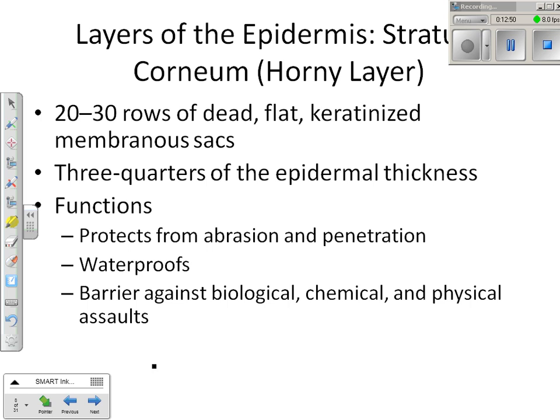It's very thick. This is a thick layer. Three-quarters of your epidermis is made up of this layer. And the function of this layer, being the most outer layer and the layer that is exposed to the environment, is that it protects from abrasion and penetration. It's a waterproofing layer. It's keratinized, so as the keratin is pushed out, it is waterproofing, and it's a barrier against biological, chemical, and physical assaults on our body. So this is a very protective layer, this most outer layer known as the stratum corneum.